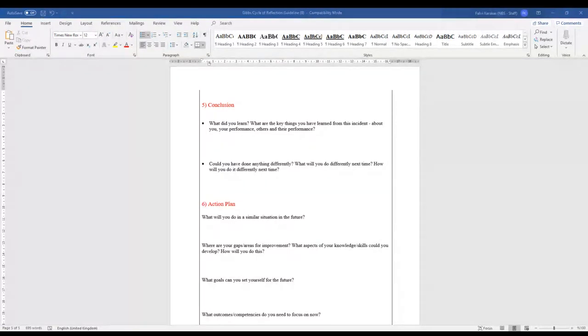So this conclusion part is where you really summarize your learning. What are the things that you learned? Make a list of them. And capture them. And type them up.